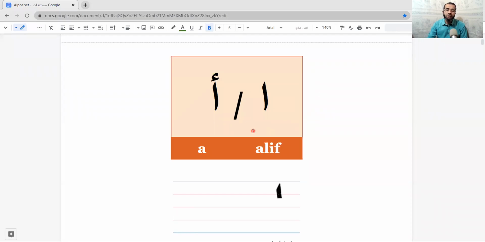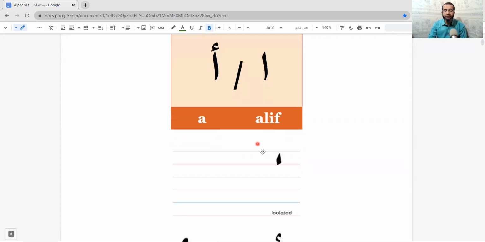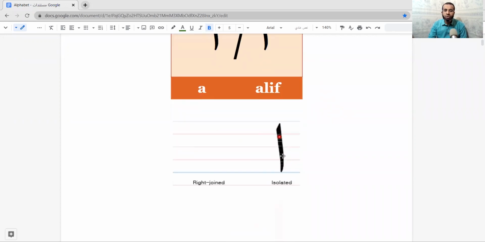This is the first letter. It's called Alif. So its name is Alif, and its sound is A. It's written like this. Look, use your pen and paper and write. When it is isolated like this, when it is right joined like this.